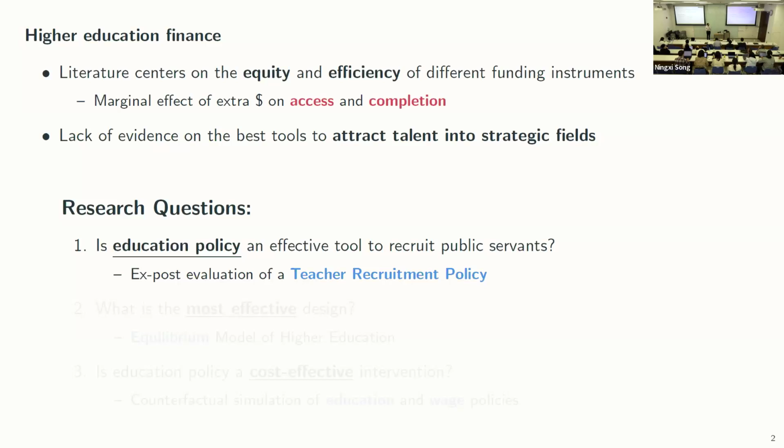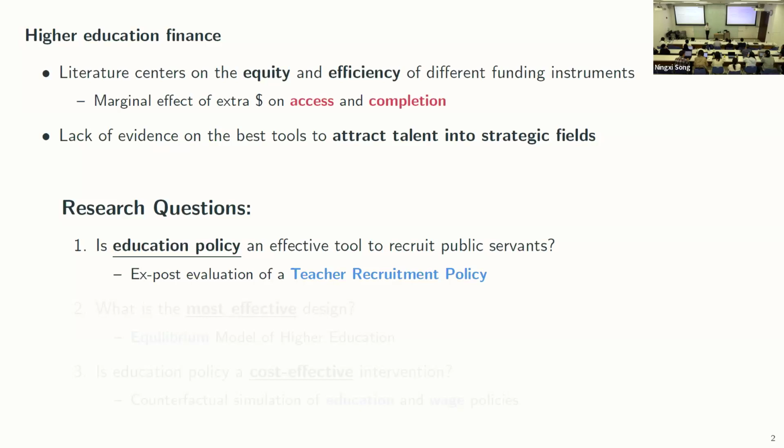So in this paper, I do three things. First, I will focus on a specific policy that was put in place in Chile that seeks to increase the quality of elementary school teachers by combining two specific tools in education policy. One is financial aid. The second one is admission standards. And this policy combined the two. I'll give you more details in a few minutes.